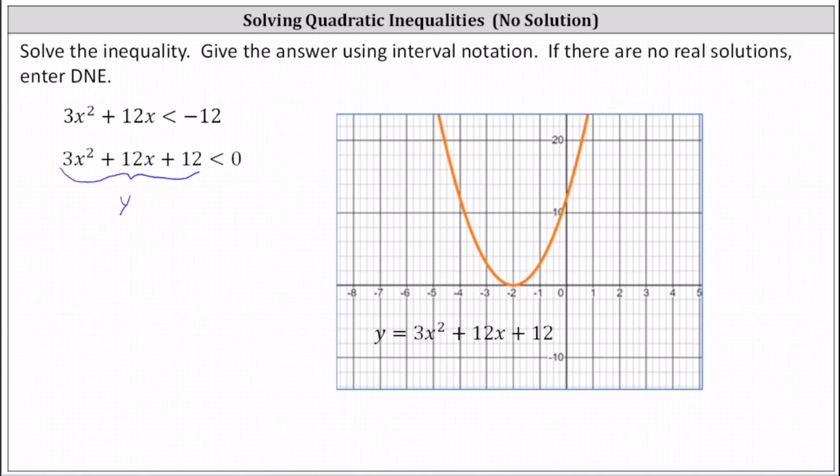Notice there are no points on the graph that are below the x-axis, which is why there is no solution to the quadratic inequality. At x equals negative 2, notice the y value is 0, but when the y value is 0, notice the 0 less than 0 is still false, again giving us no solution.